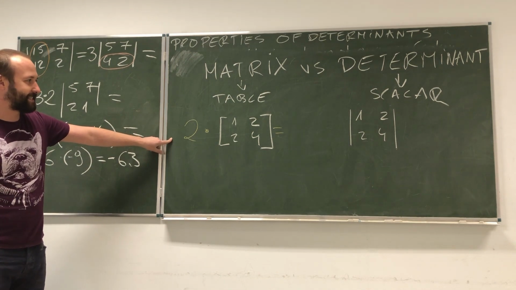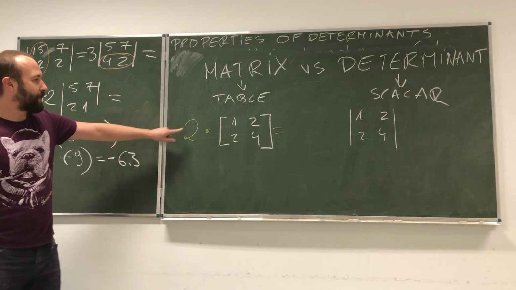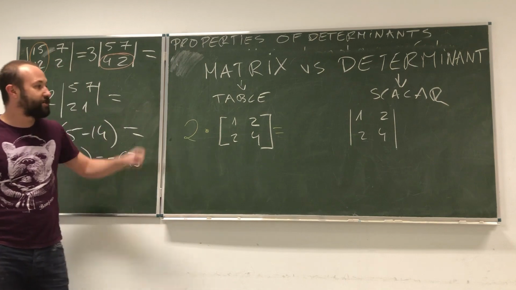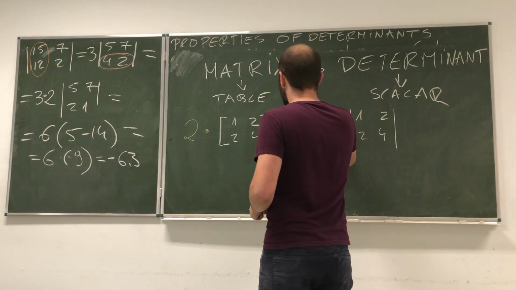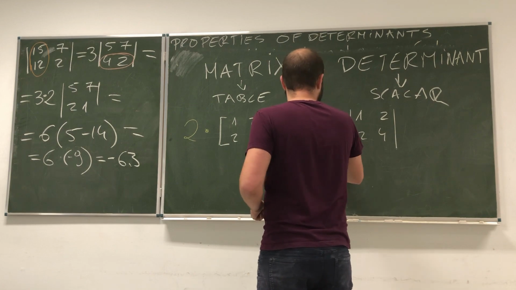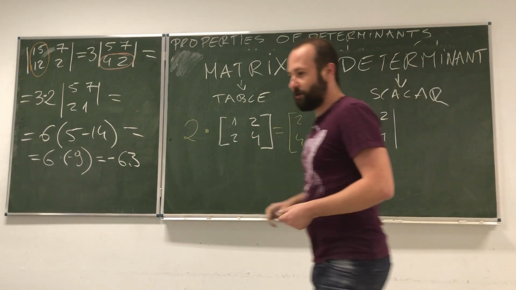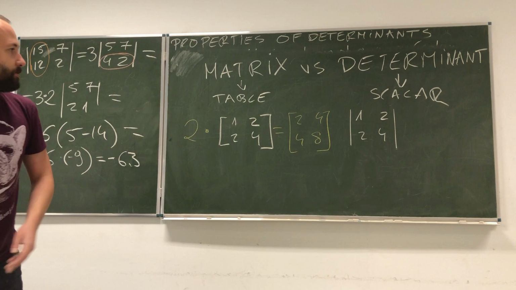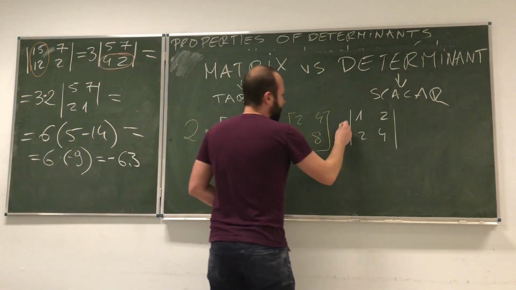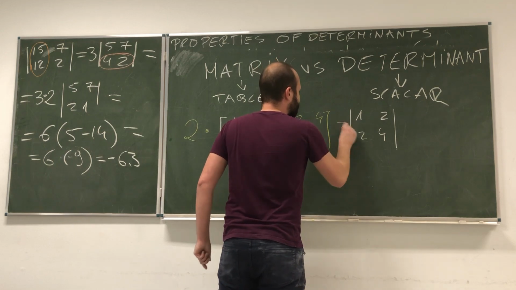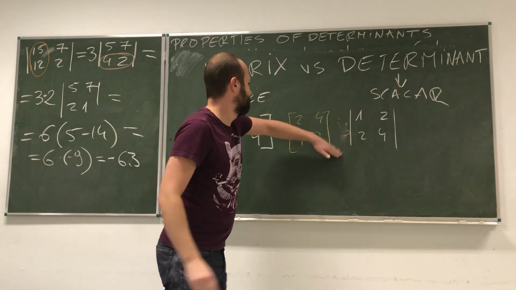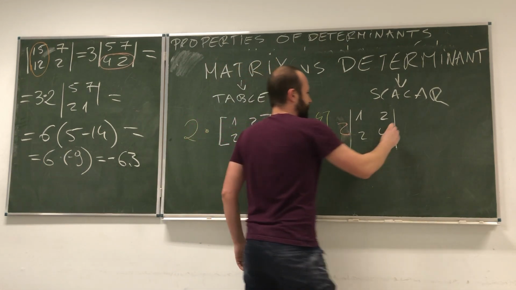Multiplication of a matrix by a scalar is multiplying each element within the matrix by this number. So I will get 2, 4, 4, 8. But what now would happen if I would multiply a determinant by a scalar, 2?